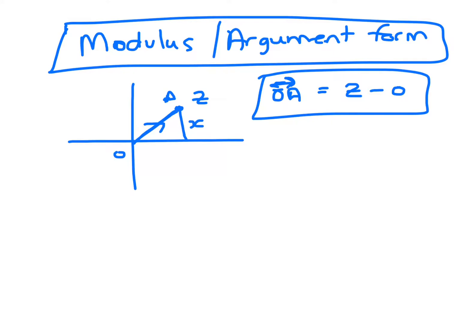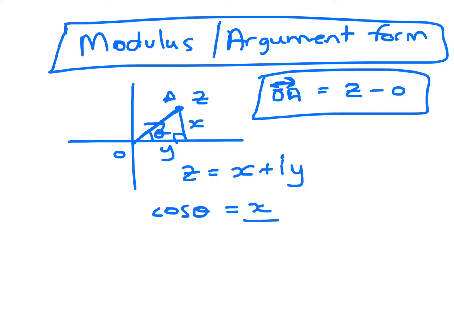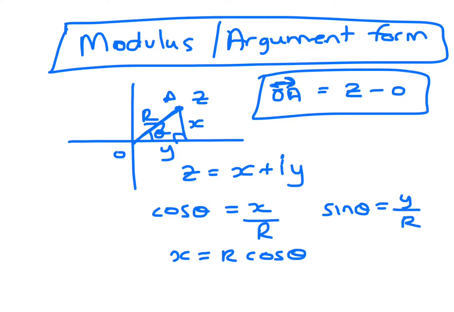Okay, so if you have a complex number and that was x and that was y, and that's theta there, then that means that the complex number is z equals x plus iy. Now, if you look at that right angle triangle there, cos theta is x over r, and r is the distance that z is from 0. So x can be written as r cos theta, and also sine theta is y over r, so y can be written as r sine theta.